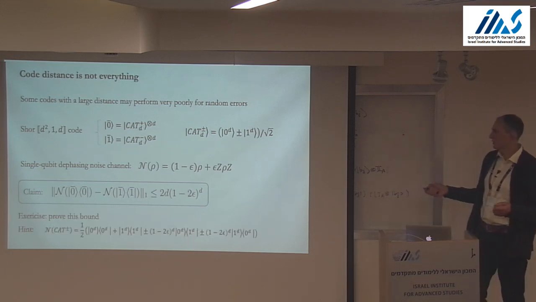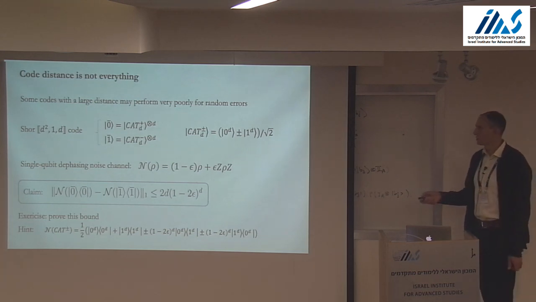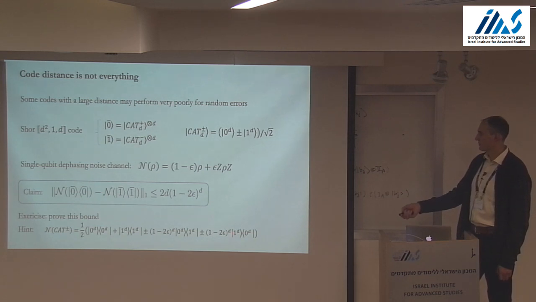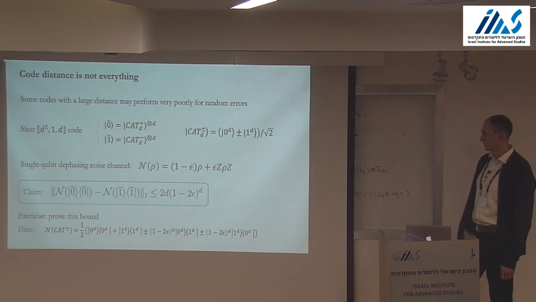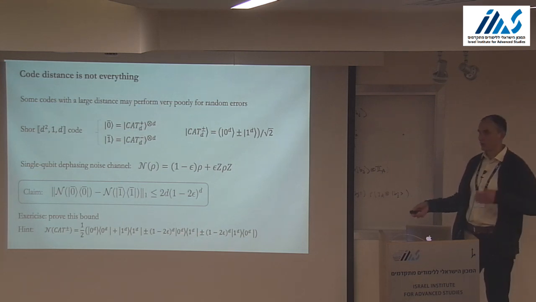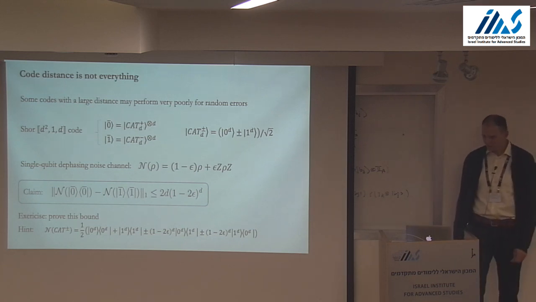I leave it as an exercise to prove this bound, and basically the calculation that you would need to do is to see what happens when we apply this dephasing channel to each qubit of a cat state, and then it shows that after you applied this noise channel, the difference between cat plus and cat minus states is exponentially small.